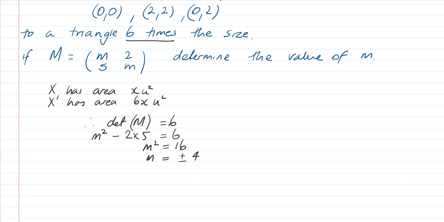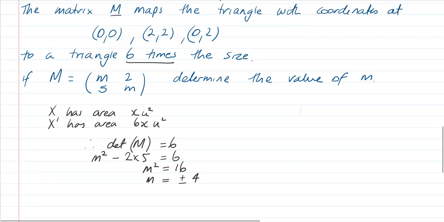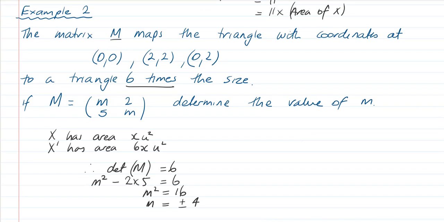And so there we have it. Our value of lowercase m is plus or minus 4, using the rule and our knowledge of determinants and how they affect areas. Okay, so that's our final video for matrices.